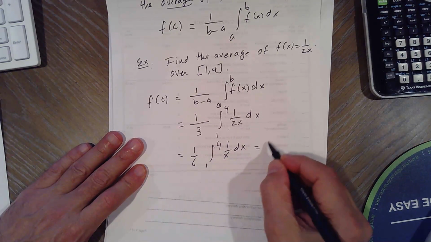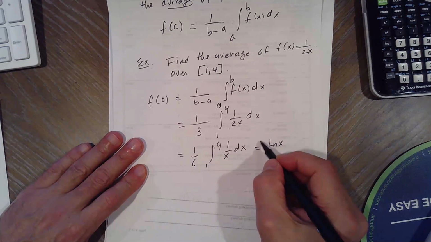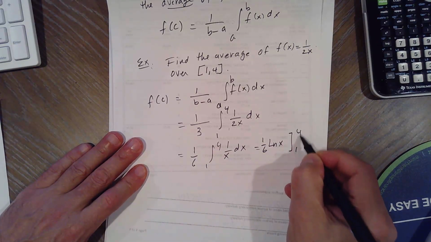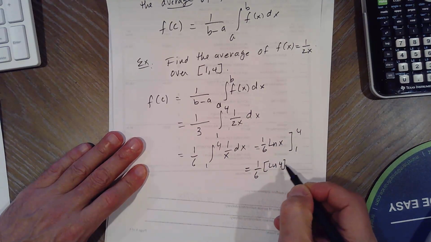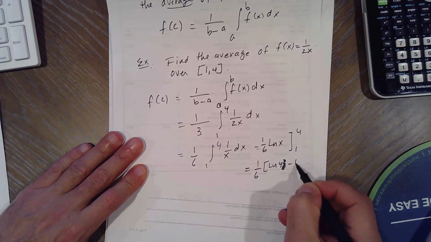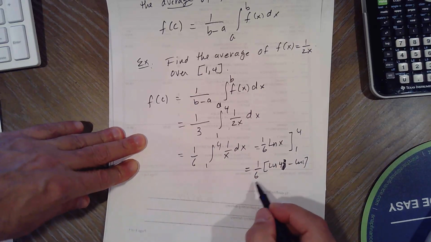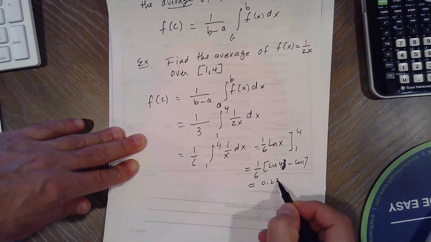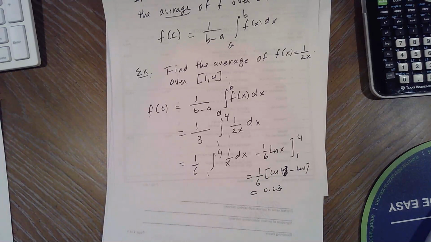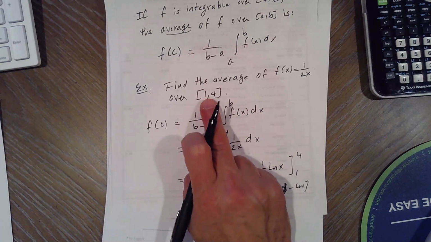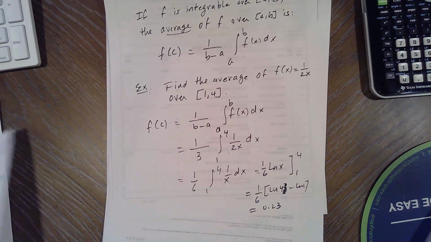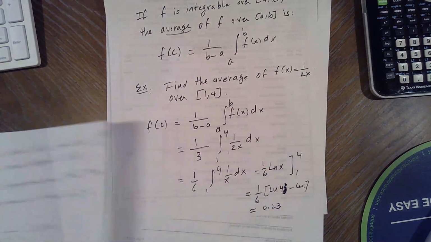Integral of 1 over x is ln of x between 1 and 4. So it's 1 over 6 times ln of 4 minus ln of 1, which is roughly 0.23. That's the average of f. So if you take that value and times it by 3, b minus a, that's going to give you the area under the curve between 1 and 4. Number 6, page 475.